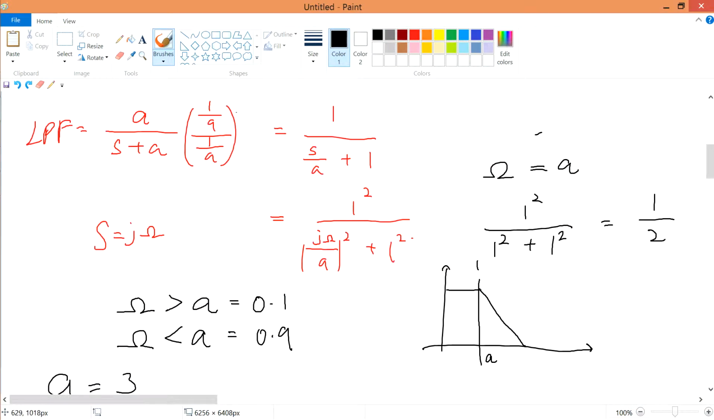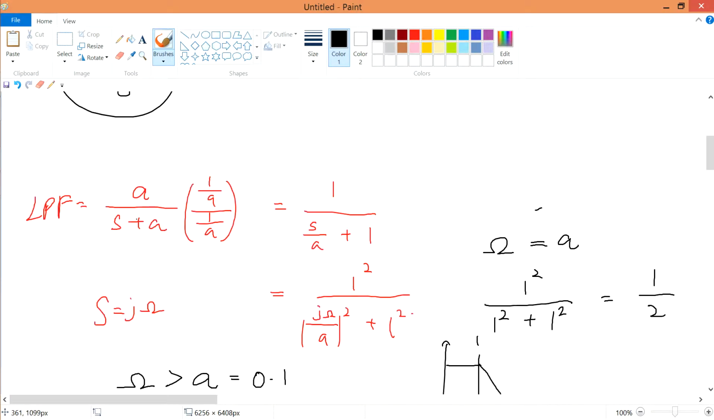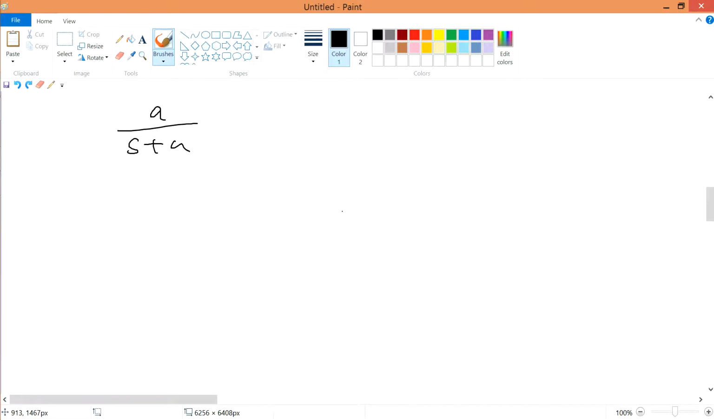Alright, so in the previous video we discussed the low pass filter where we sub in our S as an analog frequency. Now we're going to sub in our S as our digital one. I'll just take this A over S plus A and put it over here. Instead of going through all these processes, I'll just leave it here first.